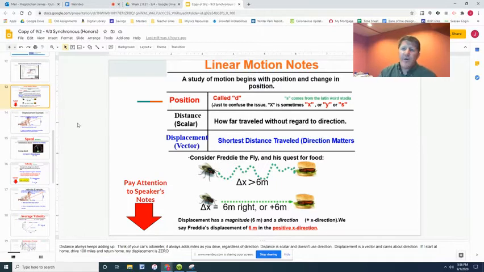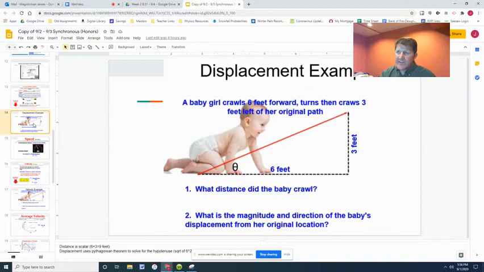So then we're going to come over and look at this baby, which is crawling. And so the baby starts here. It's going to crawl along for 6 feet, and then it's going to make a nice 90-degree turn and go straight up for another 3 feet. So what distance did the baby crawl? Well, you just add it up. 6 plus 3 is 9 feet.